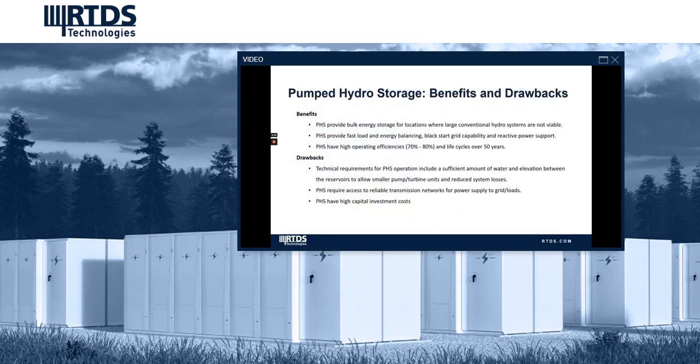Pump hydro storage provides benefits like providing bulk energy storage for locations where large conventional hydro systems are not viable. They provide fast load and energy balancing, black start grid capability, and reactive power support. Pump hydro storage systems have high operating efficiencies and life cycles over 50 years. Drawbacks include requiring a high capital investment, and they require access to reliable transmission networks for power supply to the grid and the loads.